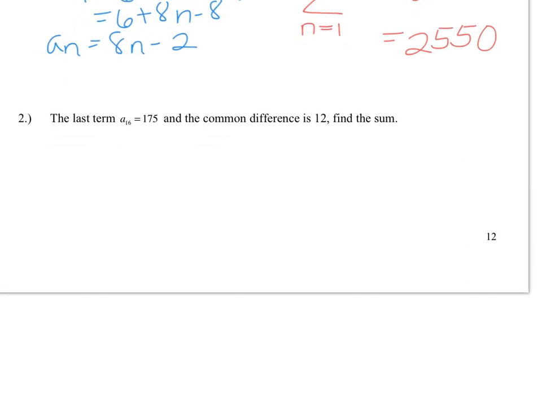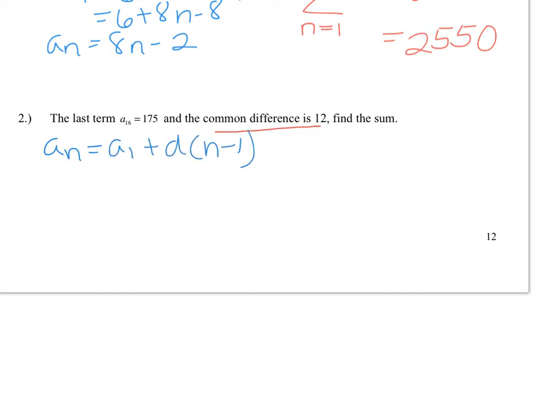All right, let's go on to number 2. The last term, which is the 16th term, is 175, and the common difference is 12. Find the sum. So this is a little different. They said the common difference is 12, so I know it's arithmetic. So let's see what we can do here to find a formula for this. We're going to start off with a sub n equals a sub 1 plus d times n minus 1.